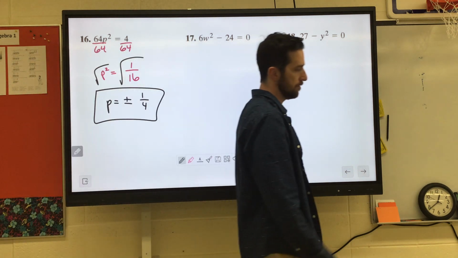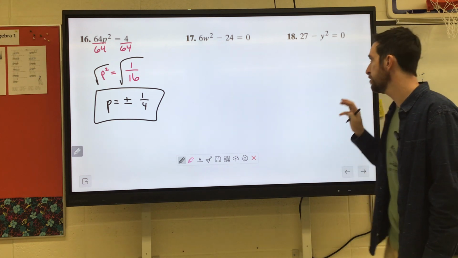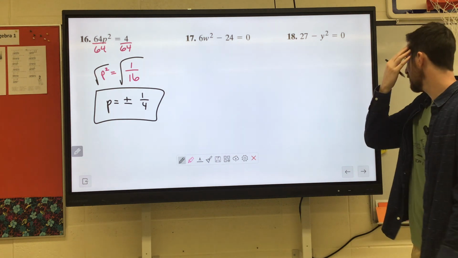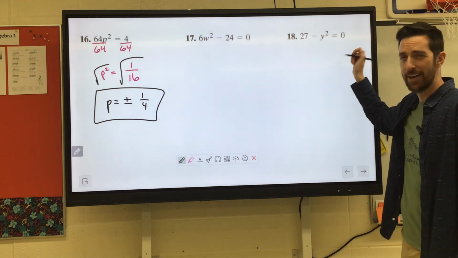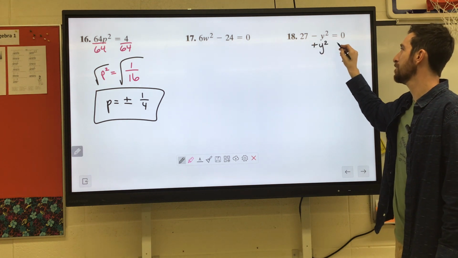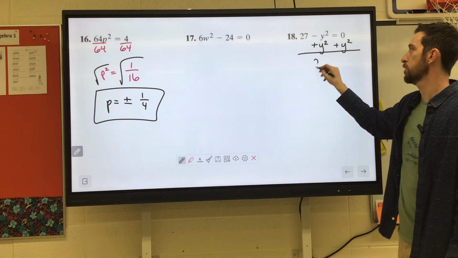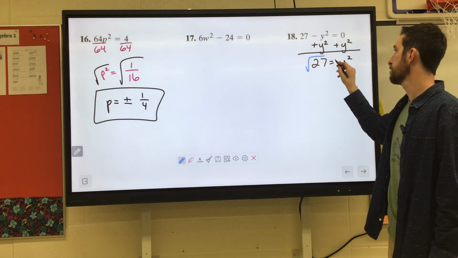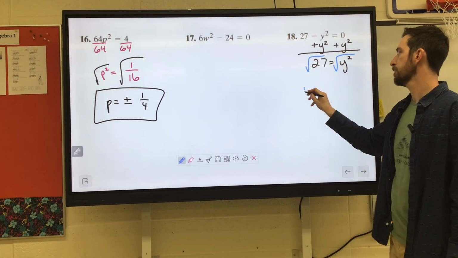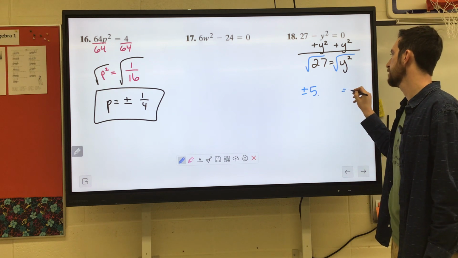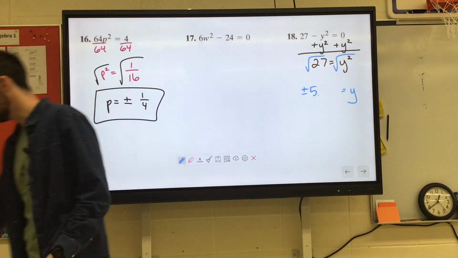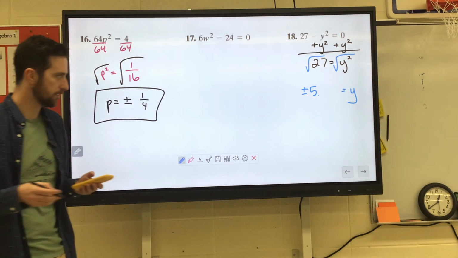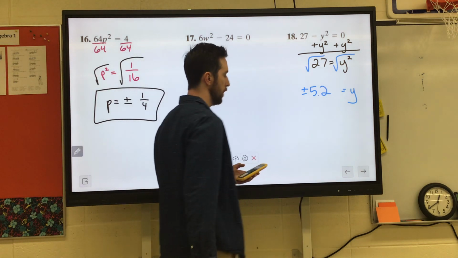All right, number 18. You could move the 27 to the other side. If you were doing that, you would subtract it. However, I think actually on this one, because we have negative y squared, let's just go ahead and add that to the other side. And then it'll be positive over there. 27 equals y squared. And then you would square root both sides. And we'll say plus or minus 5 point something equals y. Let's see, square root of 27. 5.196, let's call it 5.2-ish for y.